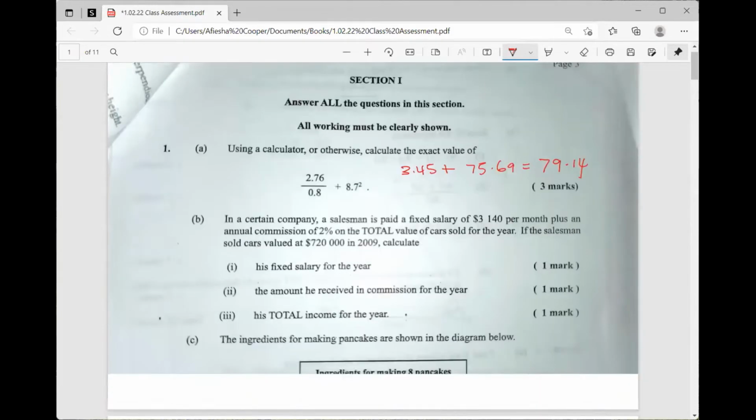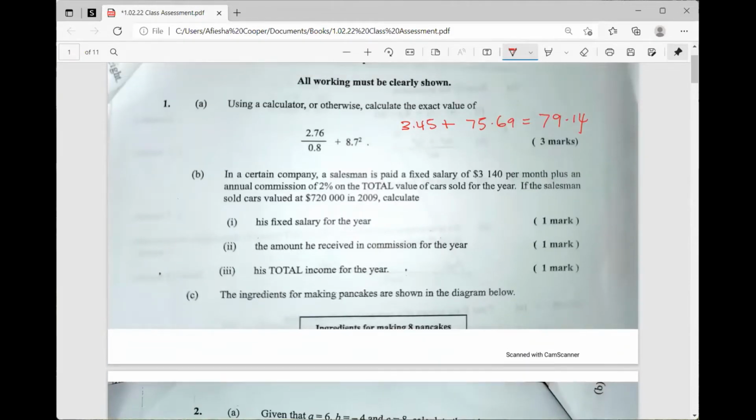So now we have a simple interest question, I believe, right? In a certain company, a salesman is paid a fixed salary of, so no, this is commission, of $3,140 per month plus an annual commission. So annual means per year, 2% on the total values of cars sold. If a salesman sold cars valued at $720,000 in 2009, calculate his fixed salary for the year.